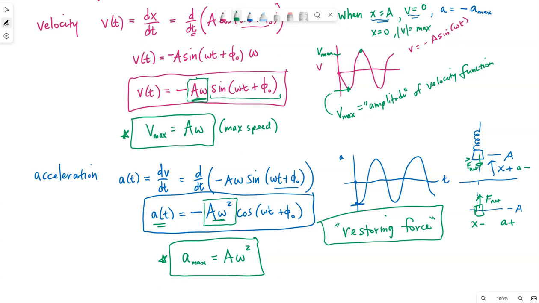So we'll be doing some examples that relate to these oscillations and these equations. And then we'll also be talking about the specific situation where we have a mass on a spring or a pendulum. So those videos will be coming up.